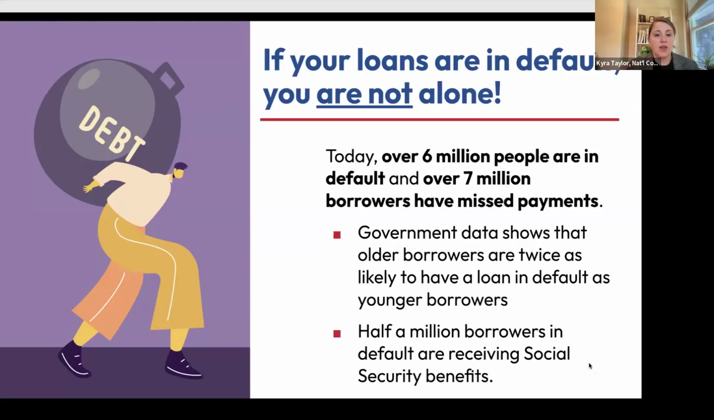I also wanted to elevate that government data shows that older borrowers in particular are twice as likely to have a loan in default as younger borrowers, and that 500,000 borrowers in default are receiving Social Security benefits. So if you're an older person and you have federal student loans in default, you are certainly not alone. There are many other people in the same situation.